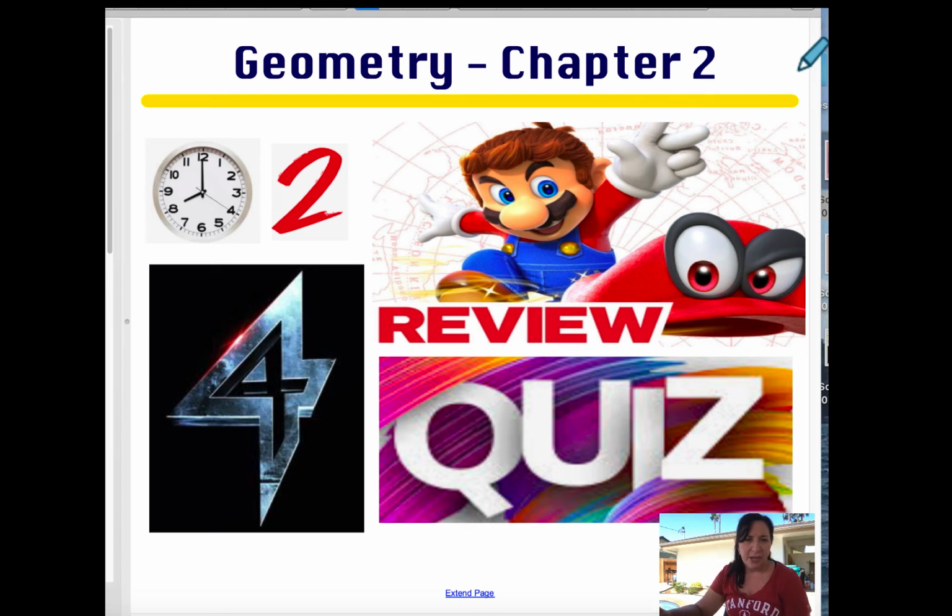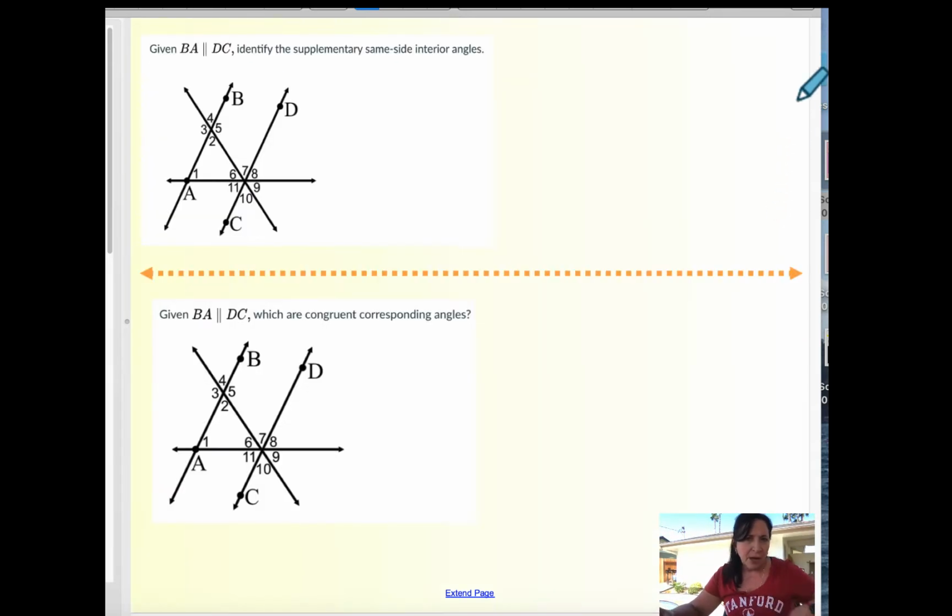Hi everyone, today's lesson is a Geometry Chapter 2 review for the upcoming quiz that is this week. So let's get started with our review. First question: given that BA is parallel to DC, so that means this line is parallel to that line.